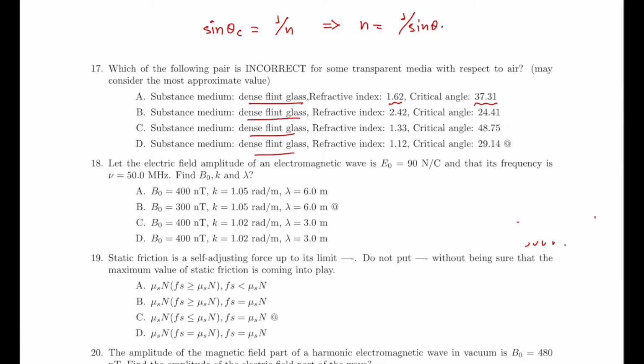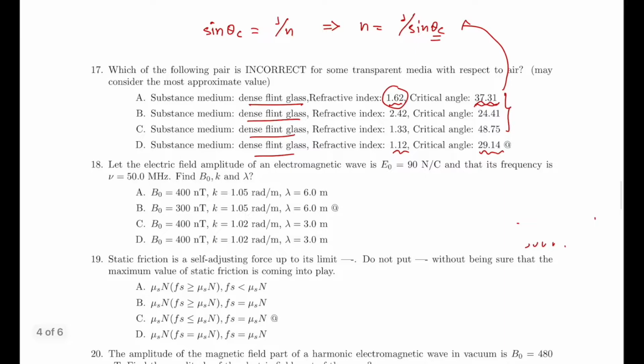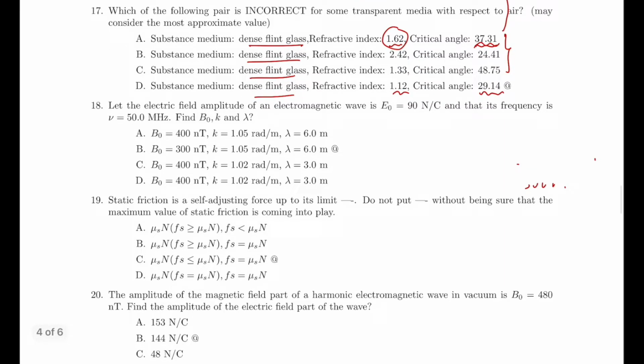So you plug in these angles here and try to see if the refractive index is matching or not, and you will find out that for these three options this is matching, and for the fourth option, if you plug in the theta c as 29.14, you will not get the refractive index 1.12. So this is the incorrect statement, option D.